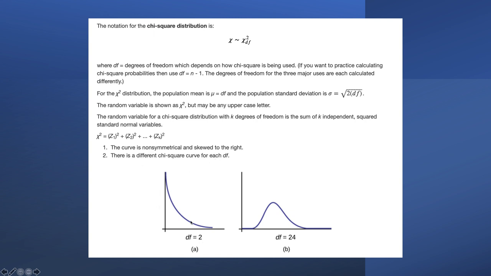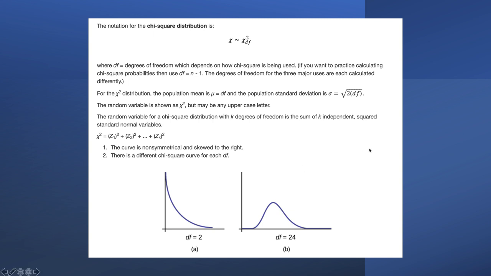The curve is non-symmetrical and skewed to the right. See, here's the degree of freedom of 2. Look at how that curve looks. Now look at the degree of freedom of 24. The higher the degree of freedom number is, the more and more it looks like a normal curve, okay? But for every single degree of freedom, there's a slightly different looking chi-square curve. Say that 10 times quick.